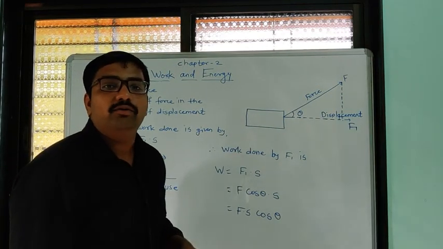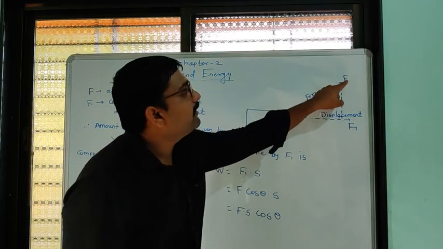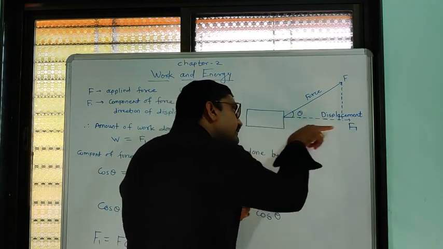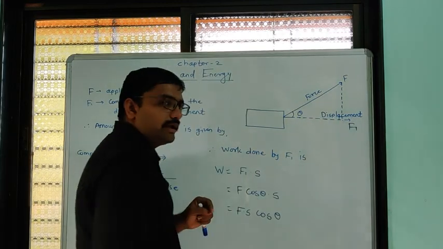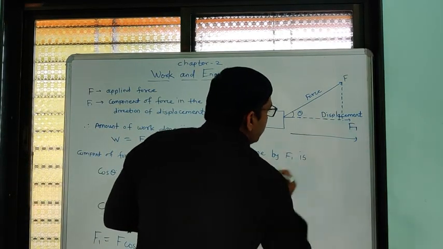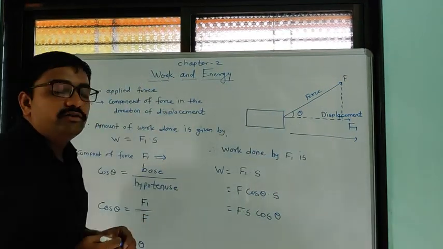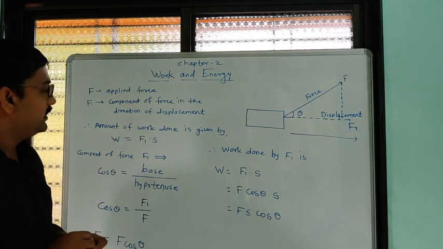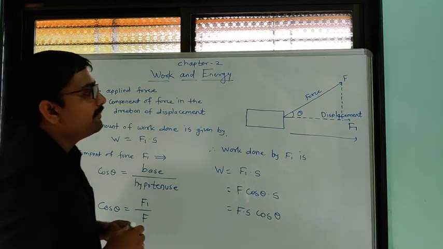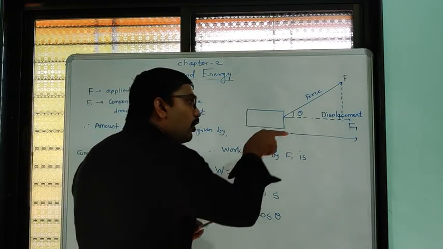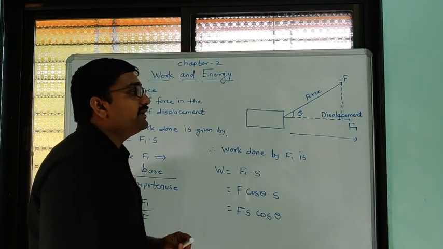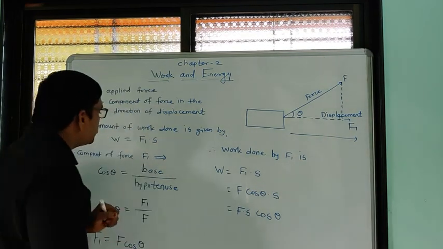What happens at that time, we have to see now. For that we consider this is the applied force direction that we call F, and some part of this force, which is responsible for the motion of this object in this horizontal direction, we call F1. So F1 is a component of the force in the direction of displacement, because our object moves in this direction and the force is in that direction. Here the amount of work done is given by W equals F1 into S, because this force is responsible for the motion of the object. We have to consider this horizontal component because it is in the direction of the displacement.